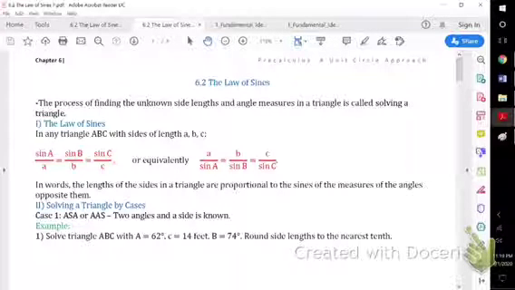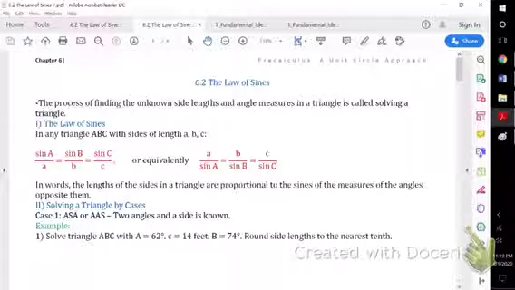6.2 is the law of sines. And so we can read here, it says the process of finding the unknown side lengths and angle measures in a triangle is called solving a triangle. Now, everything that we've done so far always dealt with the right triangle. So we were able to use SOHCAHTOA, we were able to use X, Y, and R. But what if it's not a right triangle? What if it's what they call an oblique triangle? So if not, one of the ways that we can solve this is by using the law of sines.